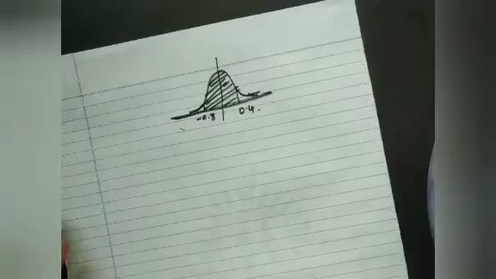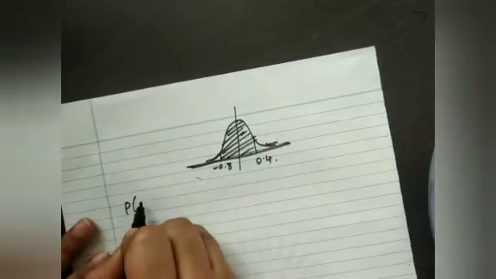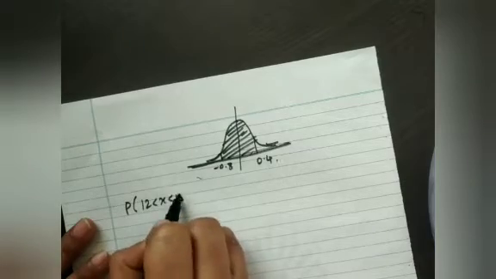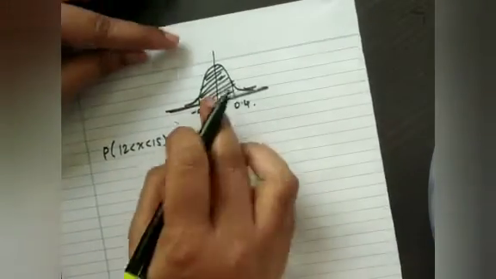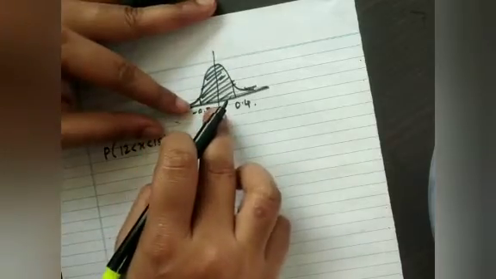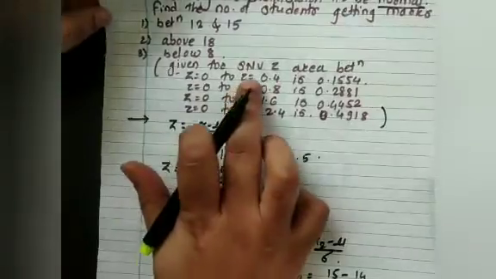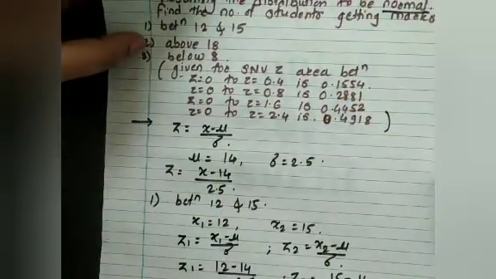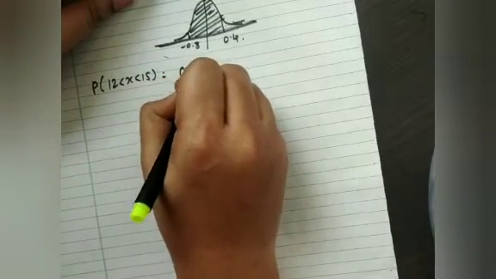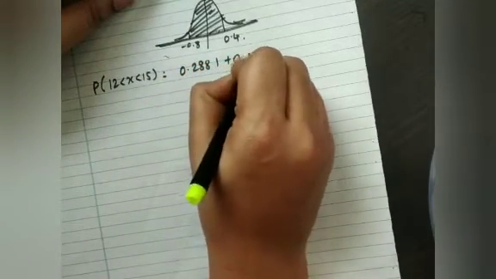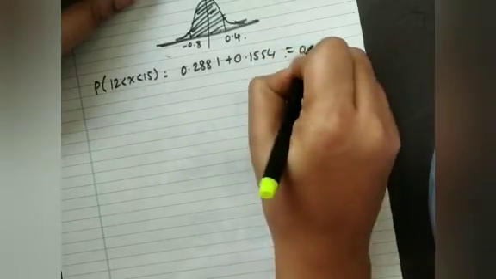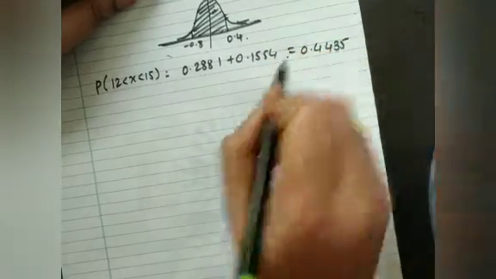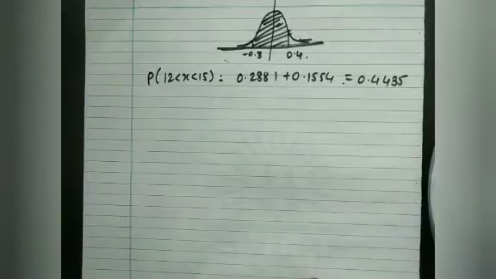So we can write it as, therefore the probability of 12 to 15 is equal to probability from 0 to 0.8 plus probability from 0 to 0.4. So both the probabilities we know, simply add them. So we'll get the answer as 0.2881 plus 0.1554, which is equal to 0.4435. This is your first answer.